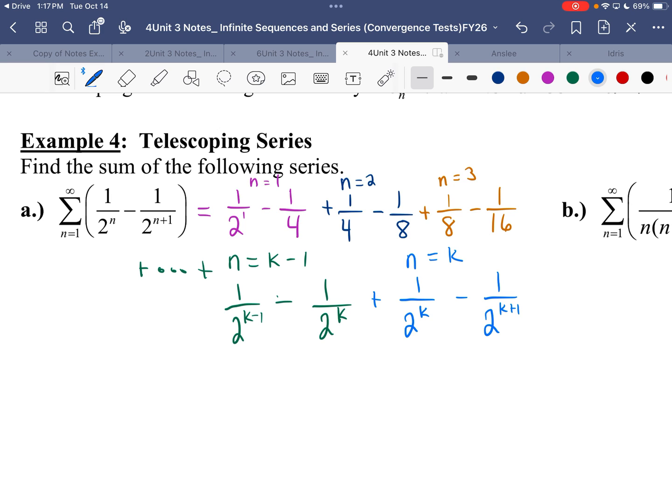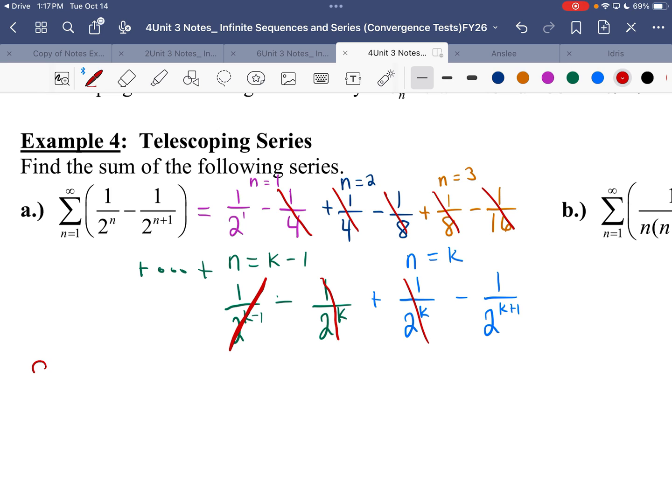So now, do you see anything that will cancel out? Yes. The fourths. What else? The eighths. Do you think the 16th is going to cancel with the n equals 3 term? Yes. How about if I had plugged in n equals k minus 2, what would have canceled? K minus 1, right? And do you see that the two k's are canceling each other out? Nothing's going to cancel the last term out.